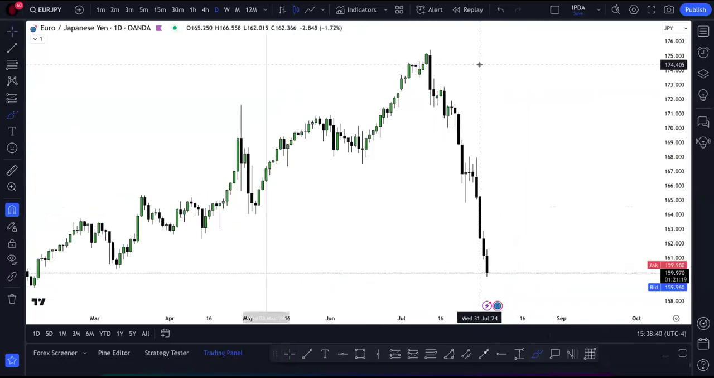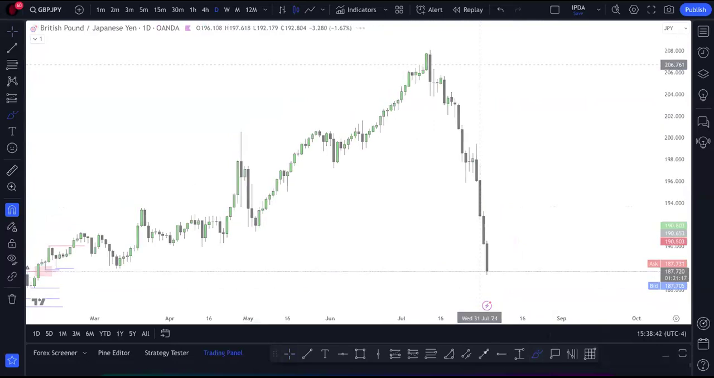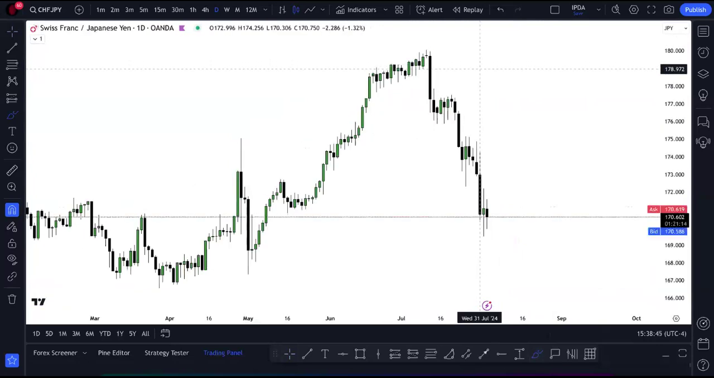EJ, same thing. GJ, same thing. What else we got? Swiss J, same thing. I know there's more. There's CAD J. There's so many other yen crosses, but those are the major ones I like to look at.